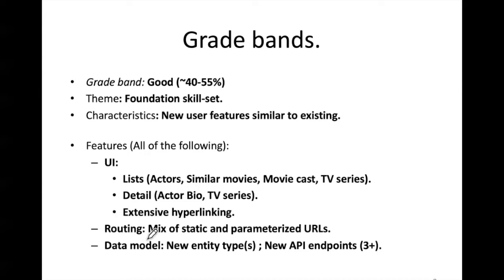By data model, I'm saying you should have at least one new entity type being handled by your code. At the moment in the labs, we have two entity types. We have the movie entity type and the review entity type. So a new entity type might be actor. That would be an obvious example. And so you will show me that you investigated the structure of an actor record returned by TMDB. So there should be at least one new entity type if you want to get into this grade band.